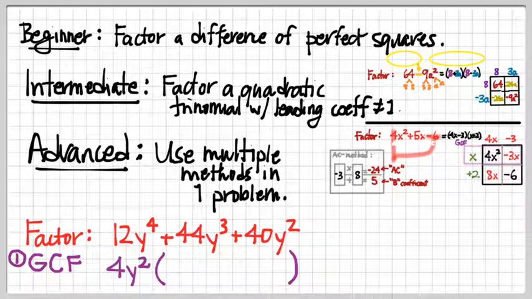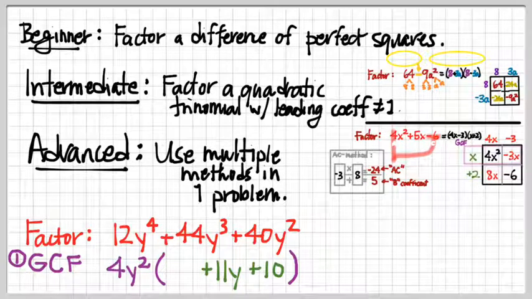So the first step for us is to bring that 4y squared out and then figure out what's left. The missing factor between 4y squared and 40y squared is 10. I'm going to skip the grid on this part of the problem. Between 4y squared and 44y cubed is plus 11y. And between 4y squared and 12y to the fourth is 3y squared.